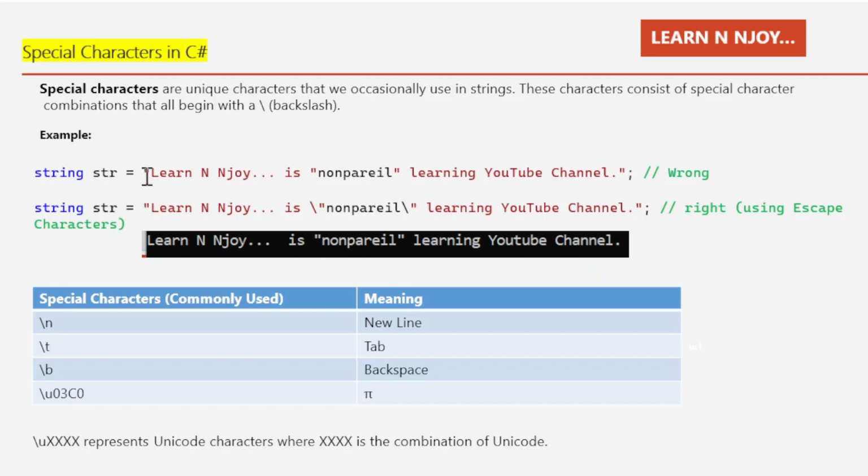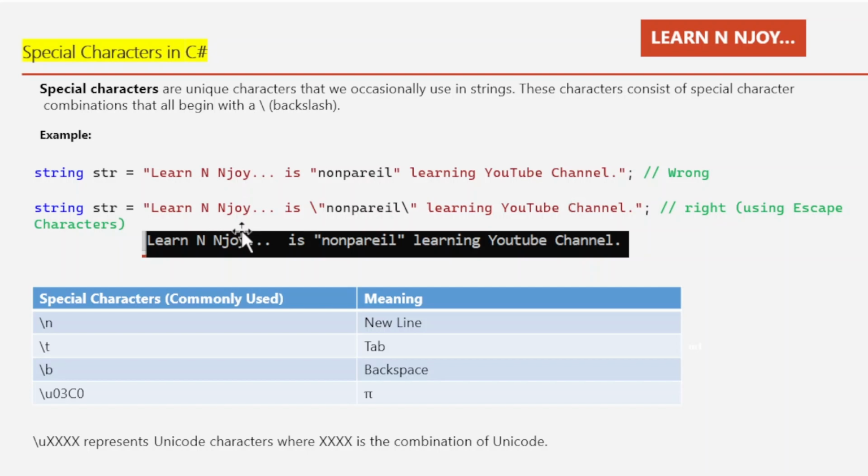Here I have written a string: str is equal to "Learn and enjoy is Nullparallel learning YouTube channel." You'll notice I am assigning the string text to the str variable, where double quotation marks are given on the word Nullparallel. It produces a syntax error. That's what I have written wrong here. So we write it like this: a string str, "Learn and enjoy is backslash, quote, Nullparallel, backslash, quote, learning YouTube channel." This is the right way to write it. When we write it this way, no error is produced and the program runs successfully.